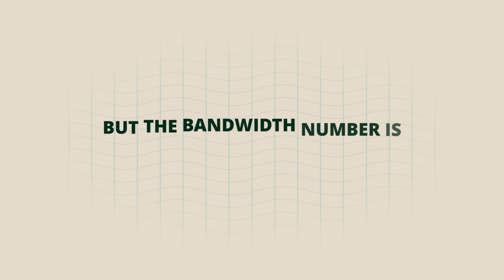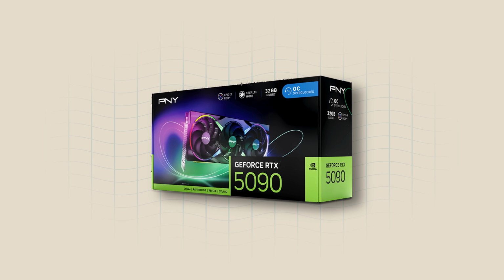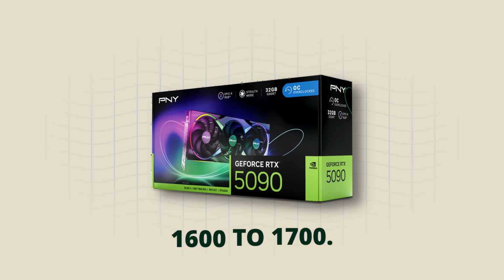And on paper, it is a dream machine with a giant counter, and it loads models most desktop GPUs cannot even open, but the bandwidth number is around 600 to 700 GB per second. And a single RTX 5090 pushes what, 1,600 to 1,700?